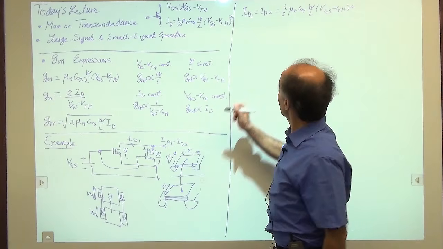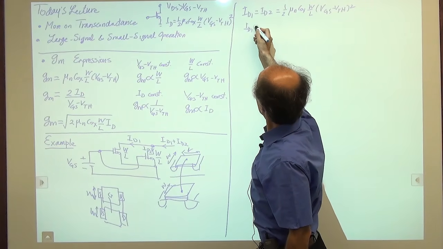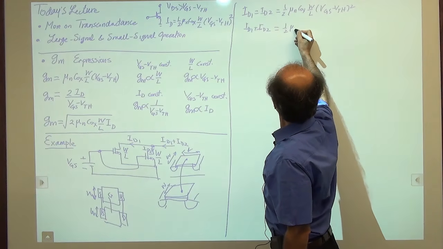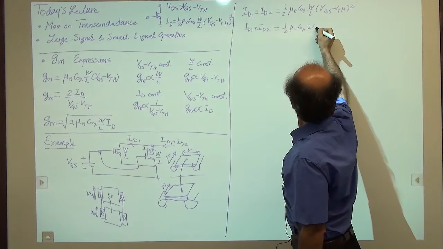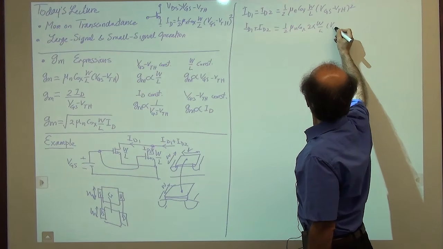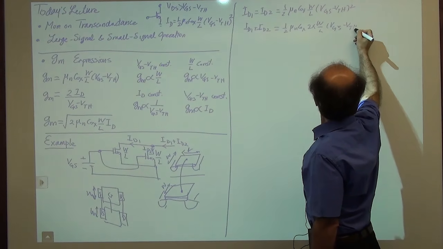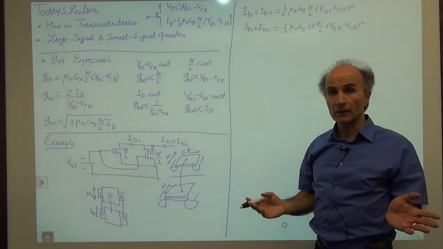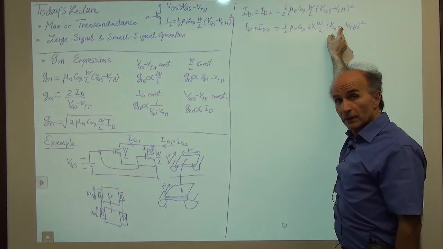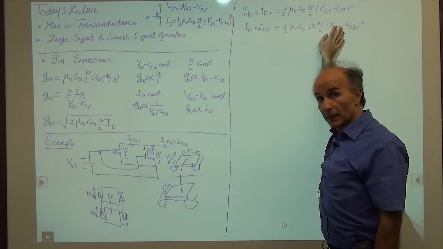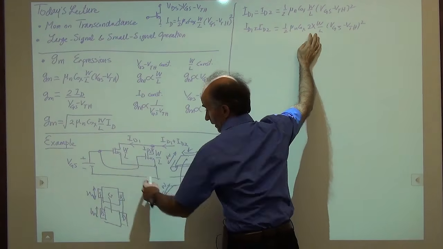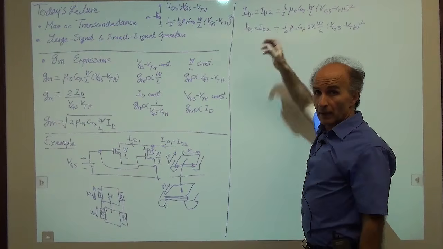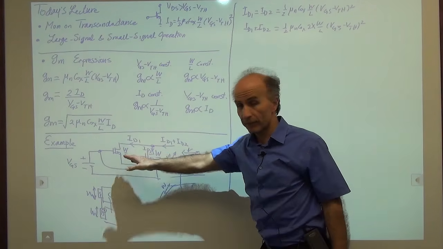So that means that the sum ID1 plus ID2 is just two of these, right? So it's equal to 1/2 mu n C ox 2 times W over L VGS minus VTH squared. You realize that this 2 has to go here. It has nowhere else to go. It cannot go to this voltage. We cannot take this 2 inside as square root because they have the same VGS. This VGS is the same as before when I didn't have one device. And mu n C ox, again, is a constant of the technology.